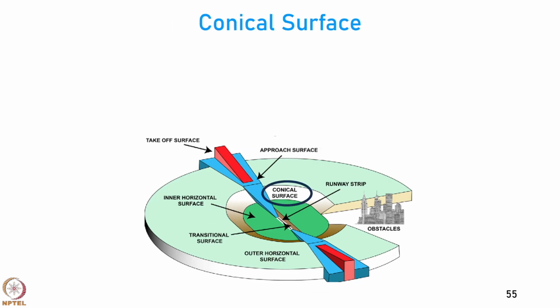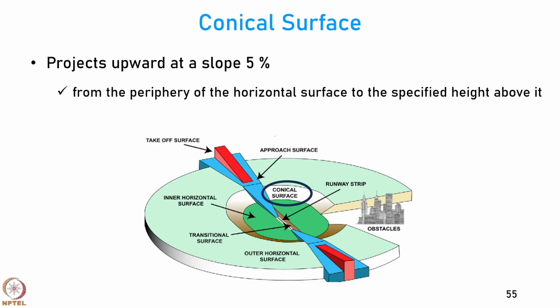Then we have a conical surface, which is actually at the end of the inner surface, you have this conical zone, as you can see here. This projects upward at a 5% slope, and the slope is from the periphery of the horizontal surface to the specified height above it.